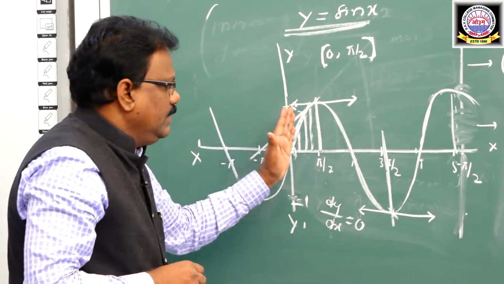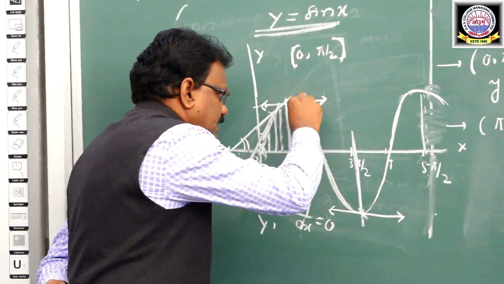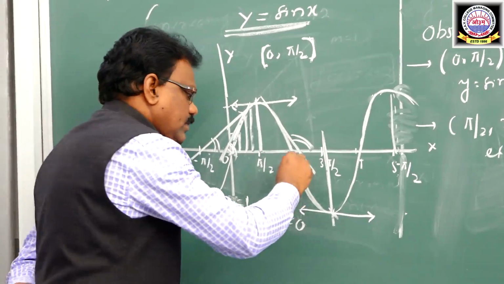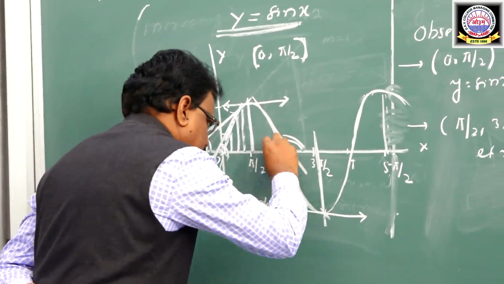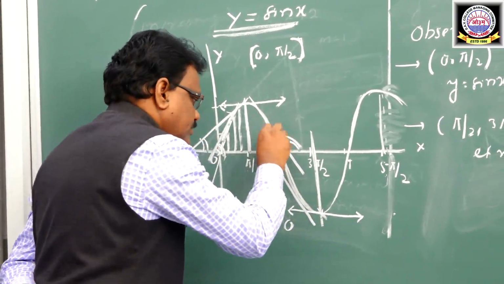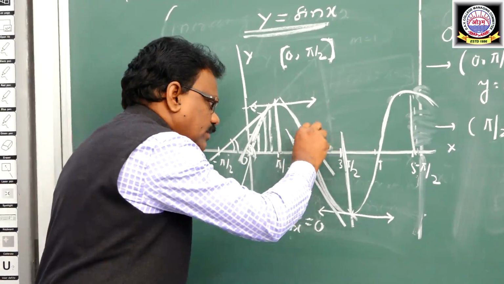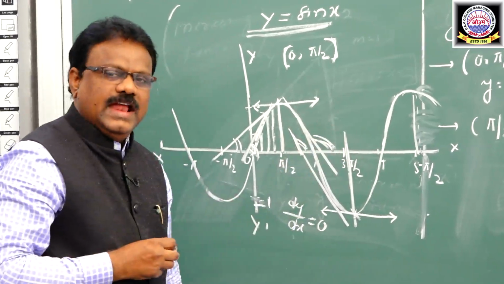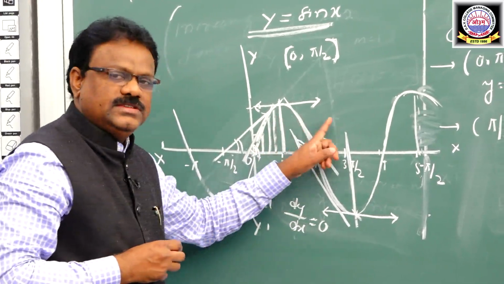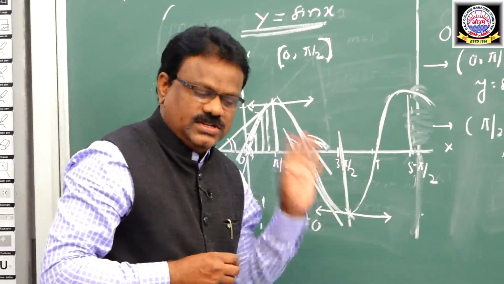And again see, from pi by 2 to 3 pi by 2, suppose I am drawing one tangent, and this angle is obtuse. So, this angle is obtuse, means tan theta is less than 0, means the derivative is less than 0. So, here we can draw the conclusion.